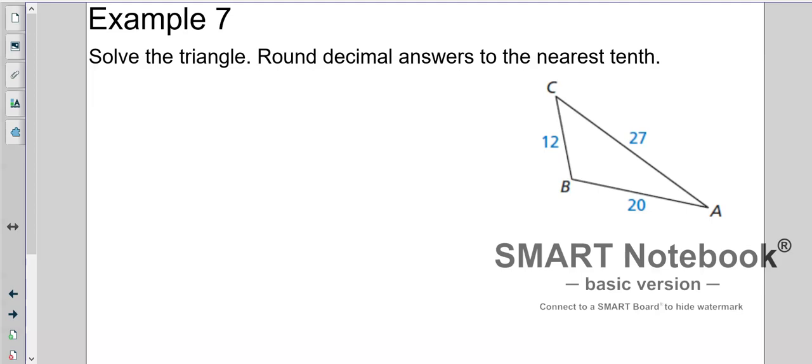Example 7, right? This one's a little bit different because all we have is sides. Okay? So you can look at this and figure out which one to do. Here's a hint. Always take the largest side. Okay? You could run into a problem if you pick one of the smaller sides. So always pick the largest.